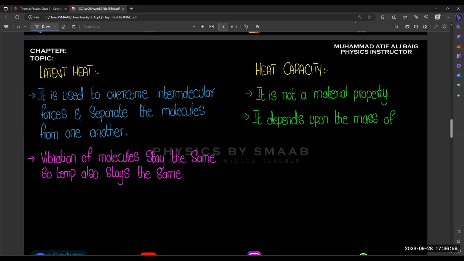Sir, isn't it the specific heat capacity which depends on the mass? Yes. So basically, we are going to discuss one more advanced level. Wait, sir. Sorry. Can you re-explain why it doesn't depend on material property?